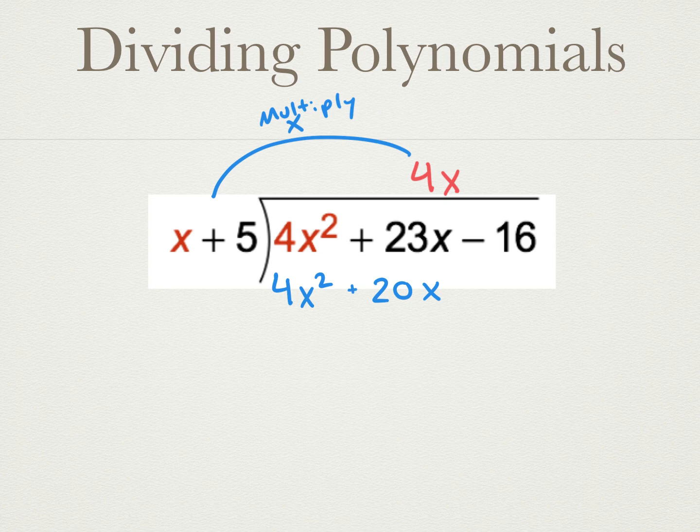So just like in long division, what did I do next? Subtract. So I change the signs of both of these because I subtract everything in this row and subtract it from the one above. So it's 4x squared minus 4x squared. 0. These terms will always cancel. You'll always get one of them to cancel out. They're going to be the same exact thing. And then what's 23x minus 20x? 3x. The x stays there.